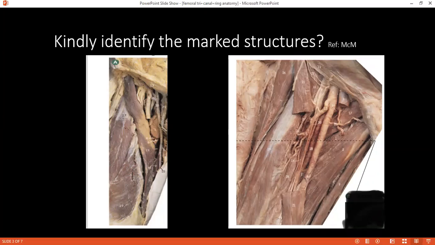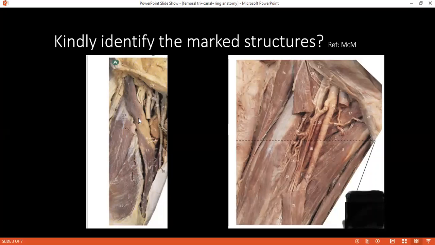It is also called the subsartorial canal and the Hunter's canal. Good. Why is it called Hunter's canal? Because Hunter was a surgeon who performed a surgery on femoral aneurysms. Which muscle is this? What does it call? That is the sartorius muscle.